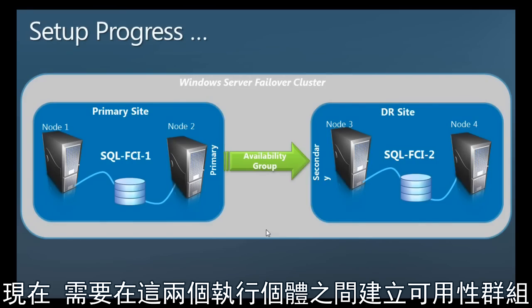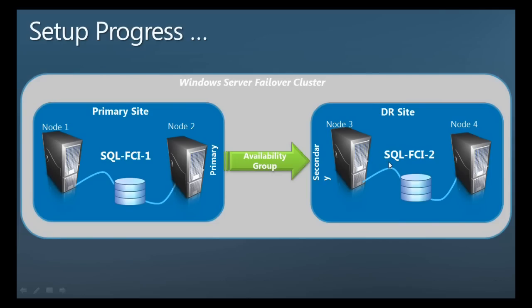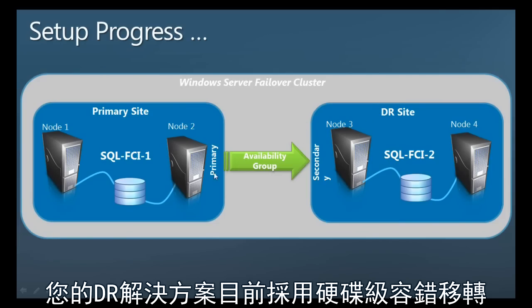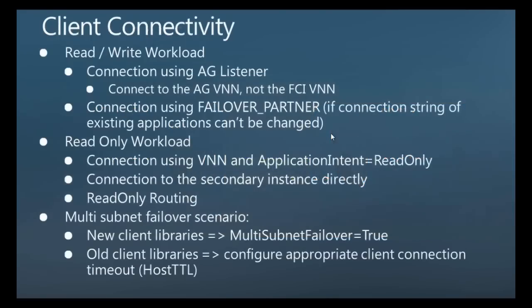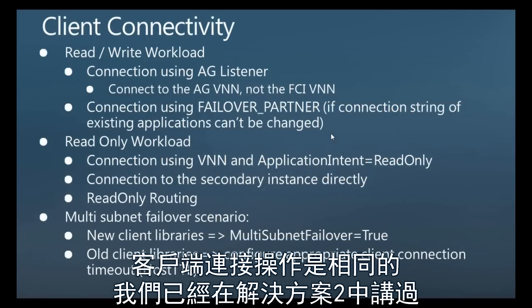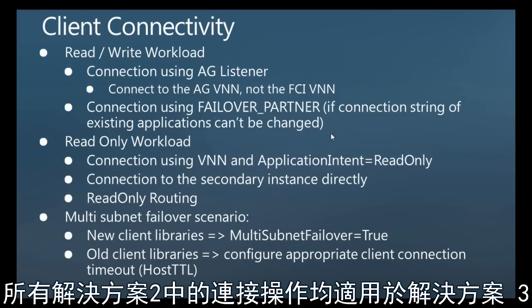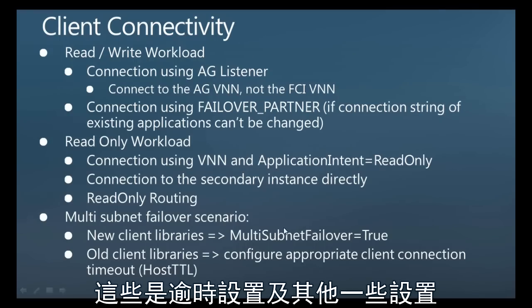Okay, now you set up the availability group between these two instances. So now you have the database level failover for your DR solution. The same thing applies for client connectivity. I already covered that in solution 2. So everything in solution 2 for connectivity applies to solution 3, including the timeout and other settings.